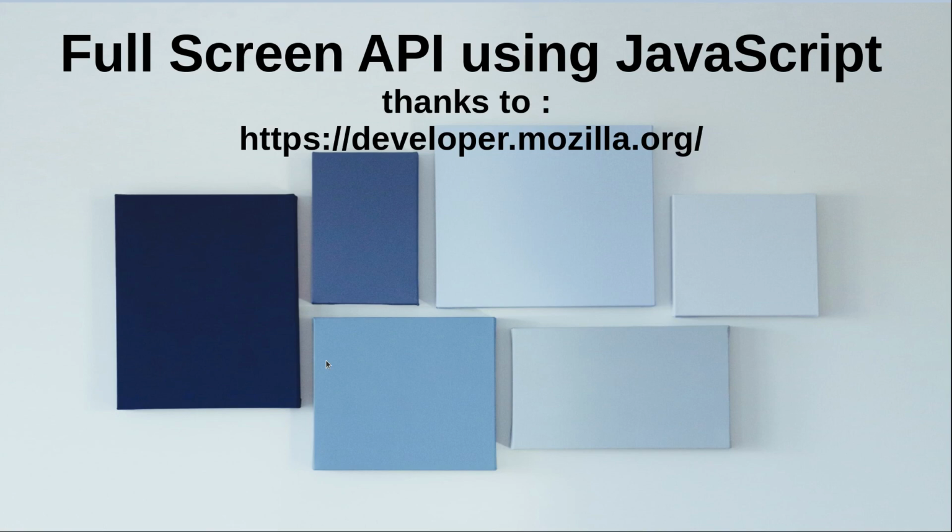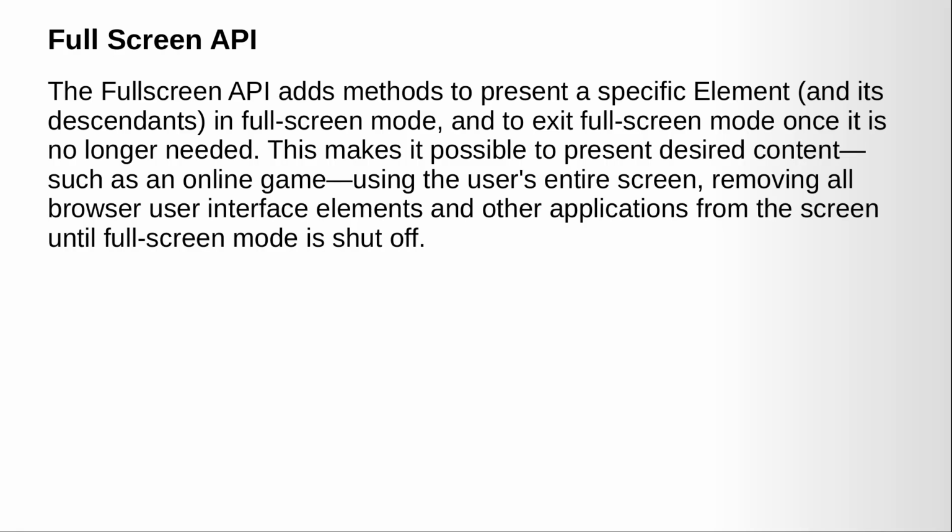In this video training we will be learning about Fullscreen API thanks to developer.mozilla.org. Okay, the Fullscreen API. The Fullscreen API adds methods to present a specific element and its descendants in full-screen mode and to exit full-screen mode once it is no longer needed. This makes it possible to present desired content such as an online game using the user's entire screen, removing all browser user interface elements and other applications from the screen until full screen mode is shut off.